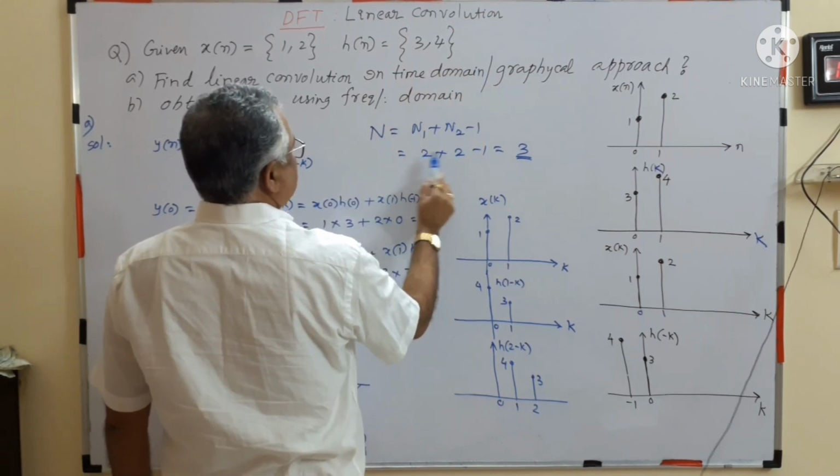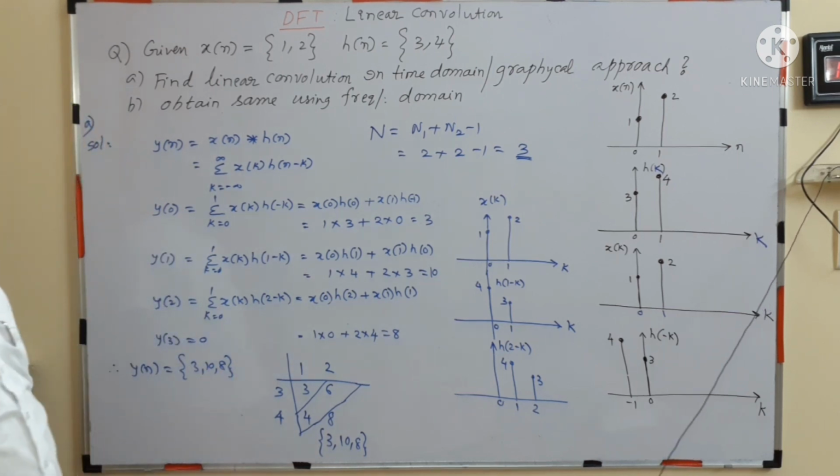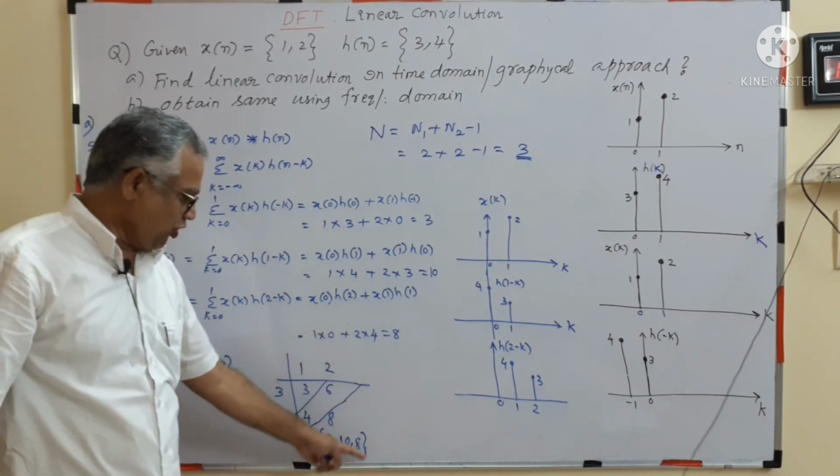2 plus 4, 6, 6 minus 1, 7. So 7 values will come. This is another shortcut method.